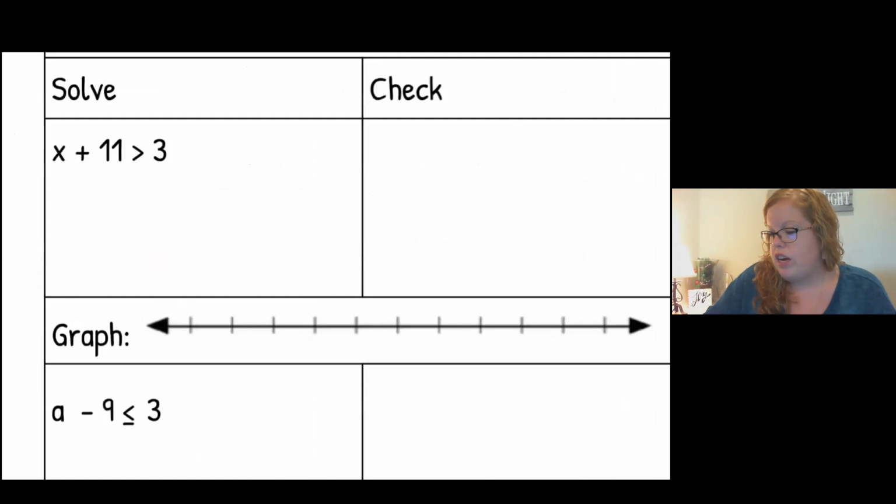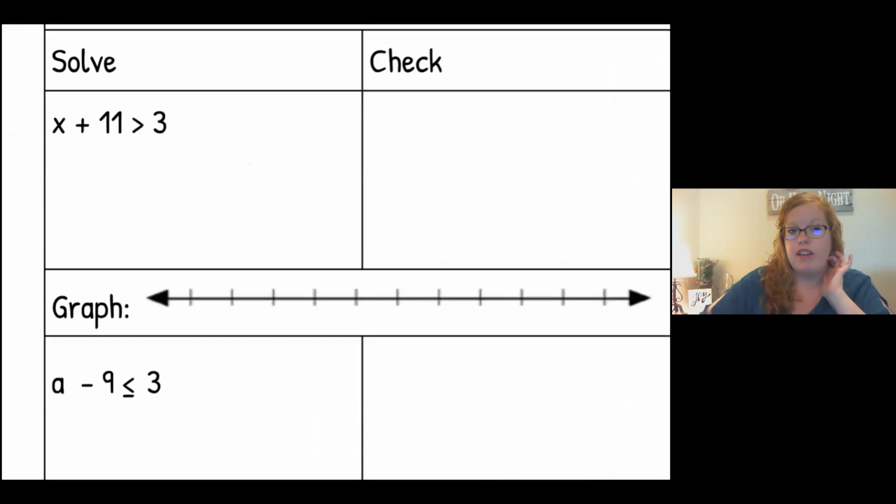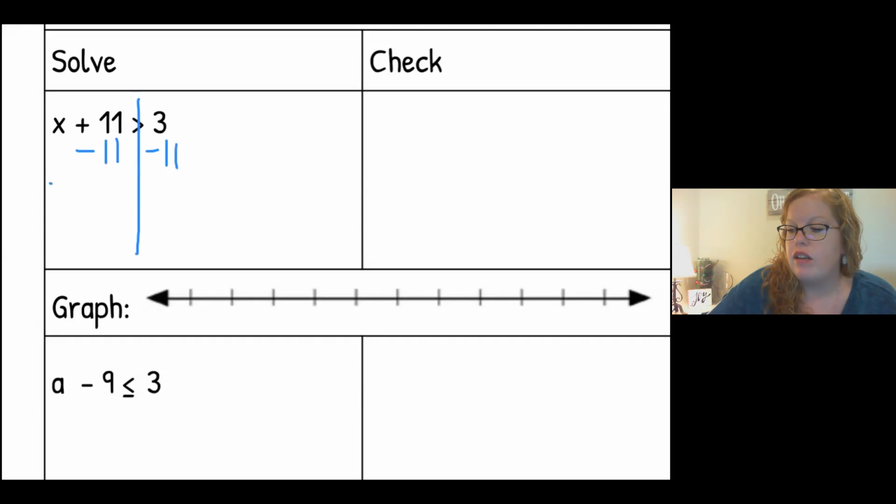All right, we're going to try this one right here. X plus 11 is greater than 3. Same thing. If you feel confident in this, why don't you try pausing it and seeing if you can get this one correct. I'm going to draw a line down the equal sign, and then I'm going to do the opposite operation, which for this one would be minus 11, minus 11.